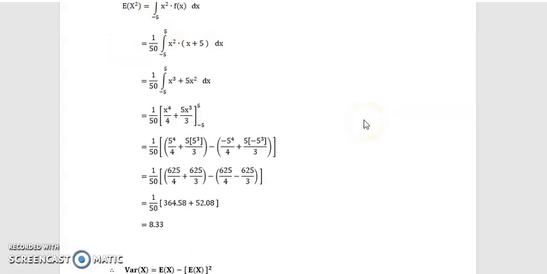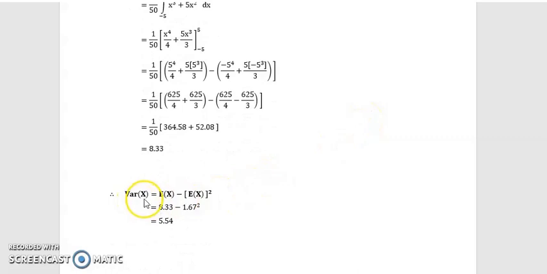So how to find the variance? So substitute variance of x equal to expected value of x squared, which is 8.33 just now, minus mean squared. So the mean just now, 1.67, squared. So don't forget to square here. A common mistake made by students is forgetting to square the mean value. So variance of x will be 5.54. So that's how we find mean and variance for a continuous random variable. The method or the concept is still the same, but in continuous we need to integrate the function given.